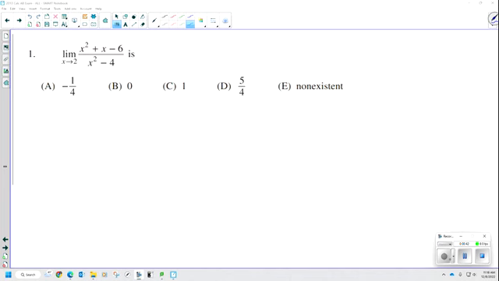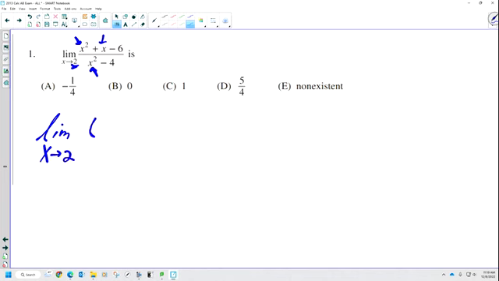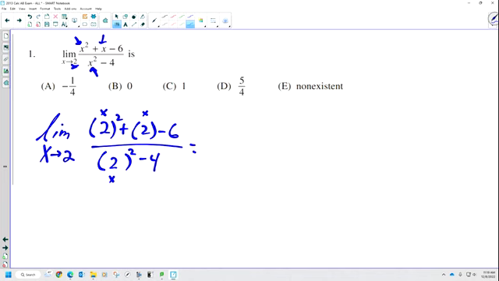Number 1 states that the limit as x approaches 2 of x squared plus x minus 6 over x squared minus 4 is. All right, the easiest way is to plug our x value into all of our x's. If I take the limit as x approaches 2, that means I want every x to be 2. So this is x, which is 2, squared, plus another x, which is 2, minus 6, all over this x, which is 2, squared, minus 4. I get 4 plus 2 is 6, minus 6, 0, over.